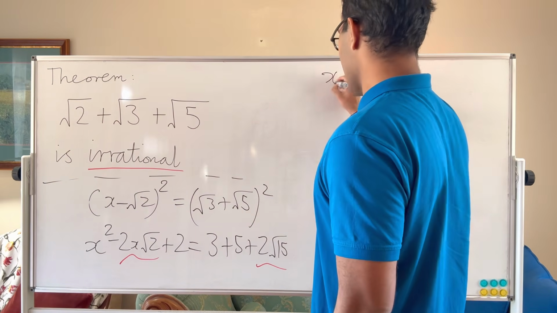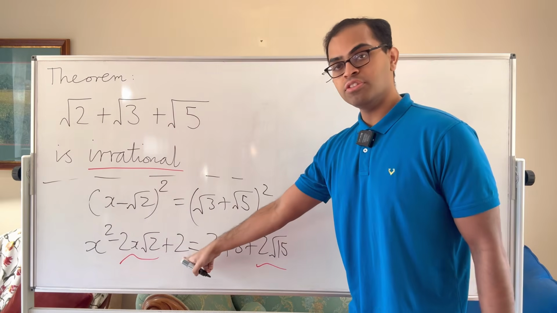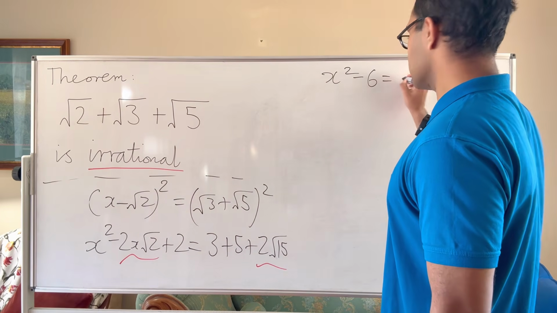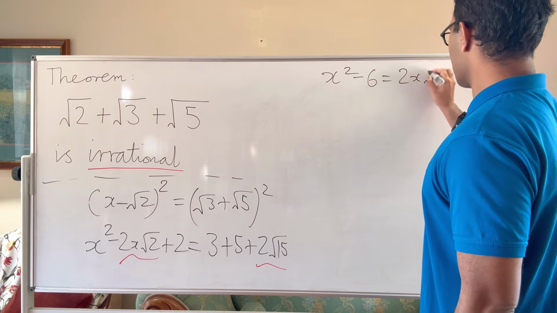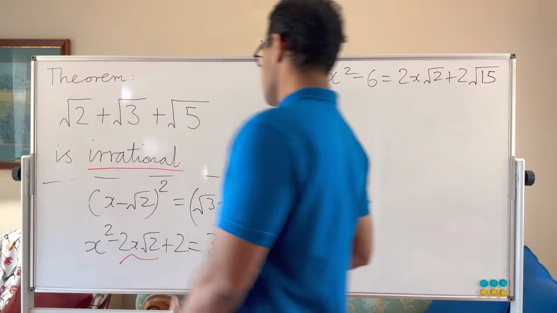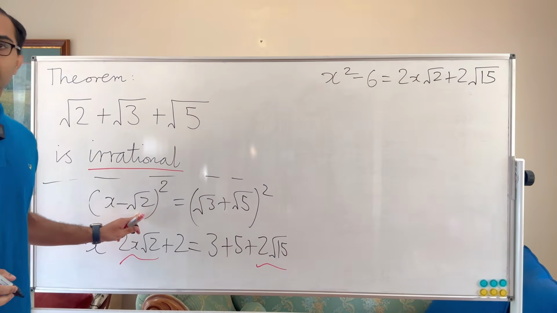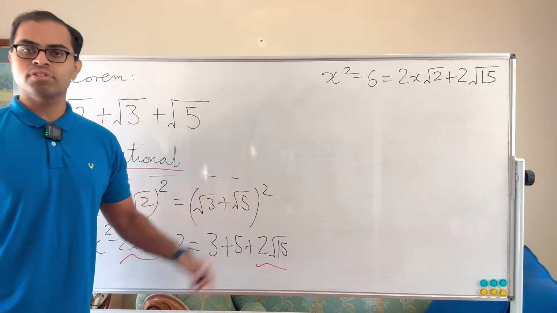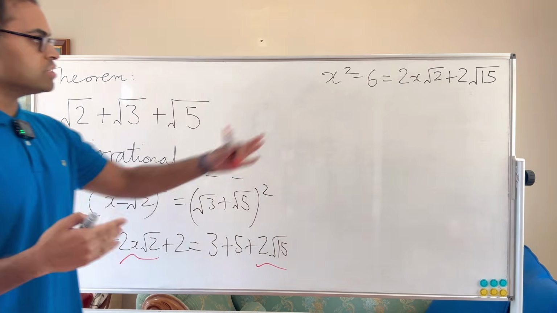So we've got x squared, you've got 3 plus 5 is 8, 2 minus 8 is minus 6. So you subtract 8 from both sides, we get x squared minus 6 is equal to 2x square root 2 plus 2 times square root 15. And by the way, we could have subtracted square root 3 from both sides in the beginning and got x minus square root 3 squared is square root 2 plus square root 5 squared. That would have also led to a similar approach.